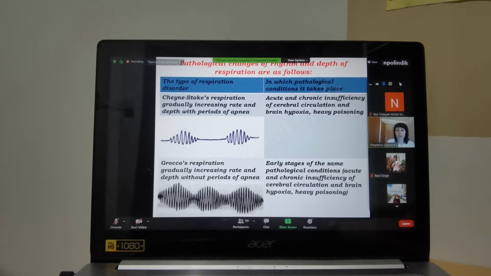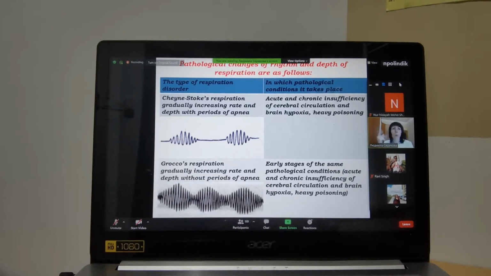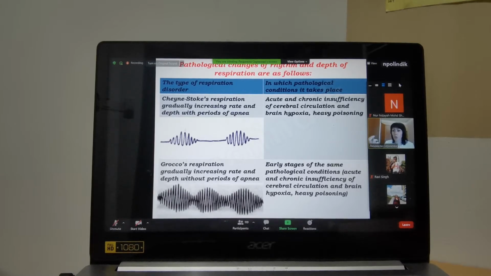After that, we have some disorders of the rhythm of respiration. I think you studied it before, when you were first year students. These pathological types of respiration are accompanied by disorders of rhythm. What kinds do we know? They are Grocco, Cheyne-Stokes, Kussmaul, and Biot respiration. On this slide you can see two different ones: Grocco respiration and Cheyne-Stokes respiration.